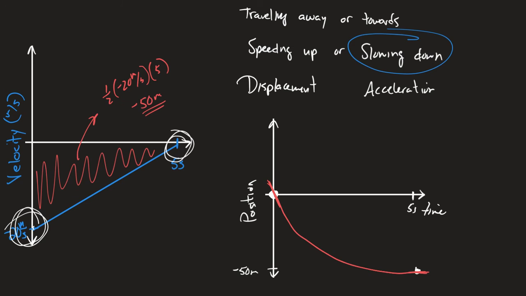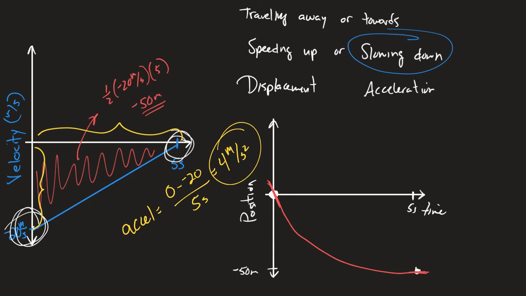I didn't calculate the acceleration. We should. Although this object is slowing down, I go from negative 20 to 0 in 5 seconds. That seems like an acceleration of 0 minus negative 20 in 5 seconds, or 4 meters per second squared. The acceleration is positive. The velocity is becoming a more positive number. It started negative, but with every second it's becoming a more positive number.